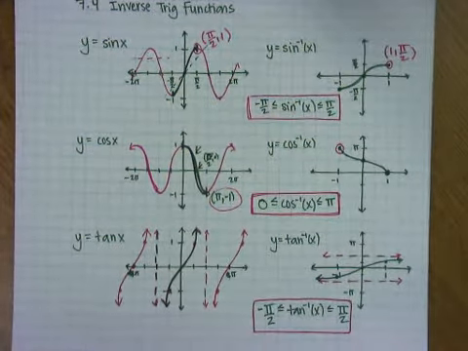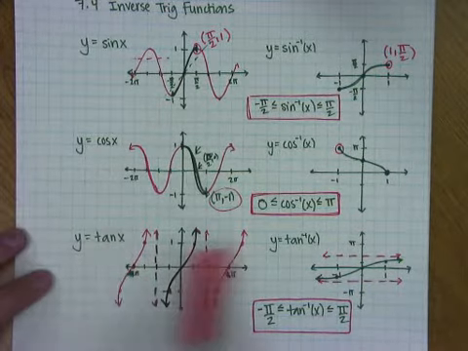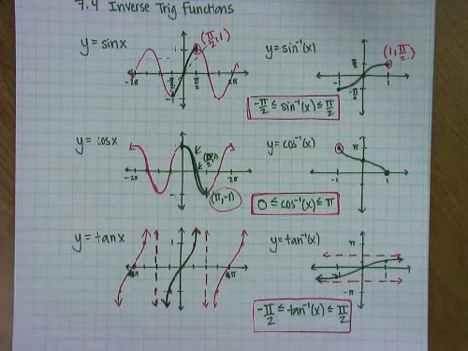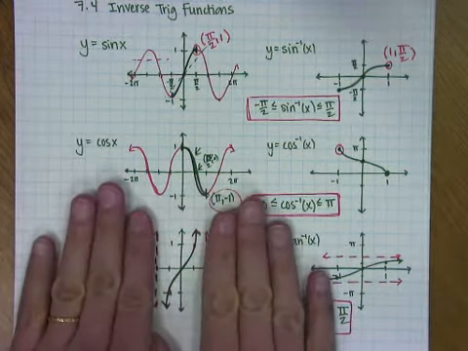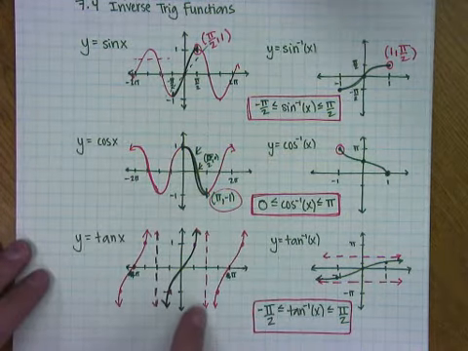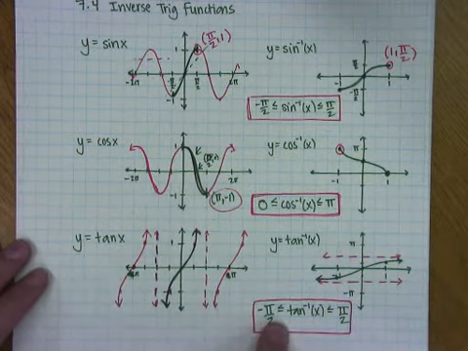Lastly, with tangent, tangent doesn't escape this horizontal line test problem. Pretty much any horizontal line, in fact, every horizontal line with tangent is going to hit the graph. And so again, we have to restrict it to one piece of the tangent curve. So here we're going to go negative pi over 2 to pi over 2, or negative 90 to 90, which is what this says right here.